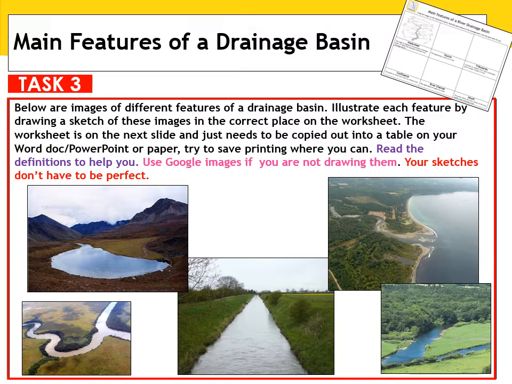Under each feature or above each feature, however you want to lay it out, I just want you to find an image that will be that feature. Okay, so if you're doing it on a Word document or a PowerPoint, you can use Google Images and just find an image of each one, or if you're doing it on paper, try and sketch out one as best as you can. Okay, try and save printing where you can.